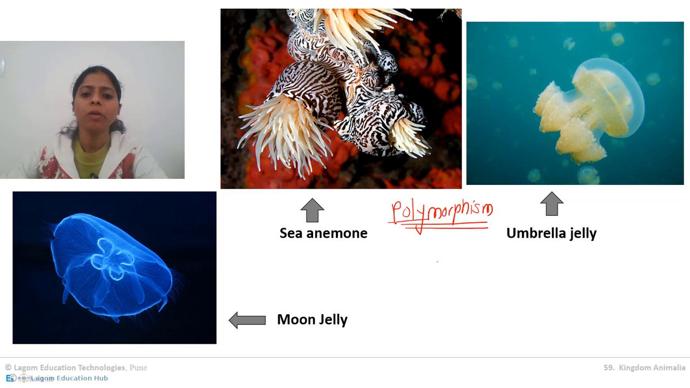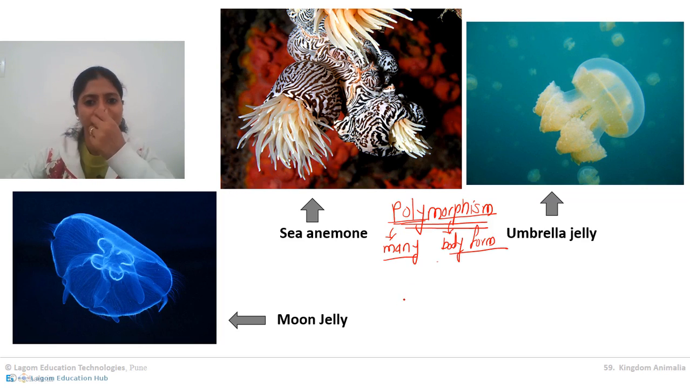First try to understand what polymorphism is, and then we will go ahead. Now poly means, what do you mean by poly? Many. Poly means many, and morphism means body forms. The animal with many body forms shows polymorphism, and Coelenterata is well known to show this polymorphism. Not all of the Coelenterata show polymorphism, but some of them are very peculiar about their polymorphism.